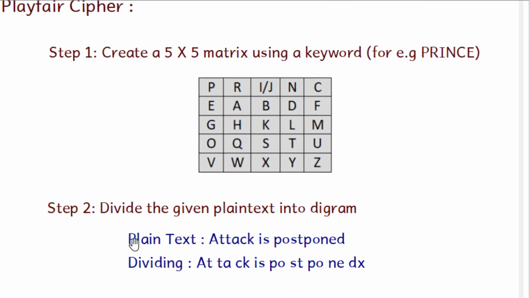Then the second step is to divide the plain text into digrams. Digrams means we divide the text message into pairs of 2 alphabets. So suppose the plain text is attack is postponed. What we do is we write AT, then TA, CK, IS, PO, ST, and so on. Now the last alphabet D cannot be paired because it remains alone, so we write a bogus alphabet X with this, so this becomes DX. So the second step is to divide the plain text into digrams.